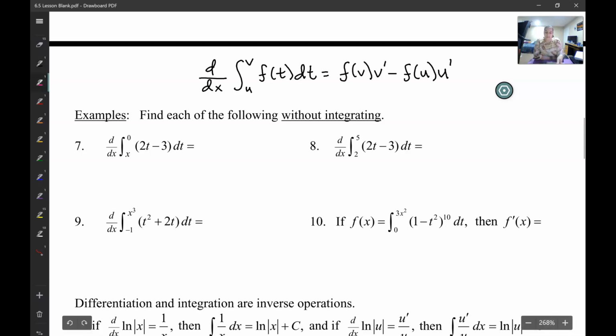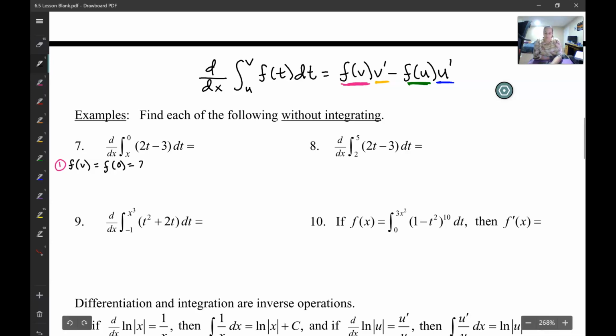Now I'm going to label this. This equation has 4 parts. Let's use yellow. That'll look better. So what I'm going to do to start off is find each of these 4 parts. So step 1 is finding f of v, where v is my upper limit. So in this case, my upper limit is 0. So let's find f of 0.